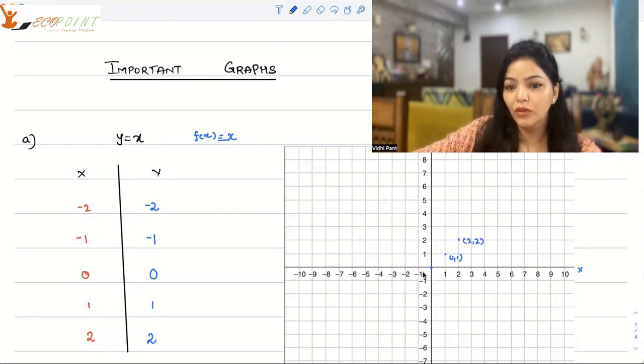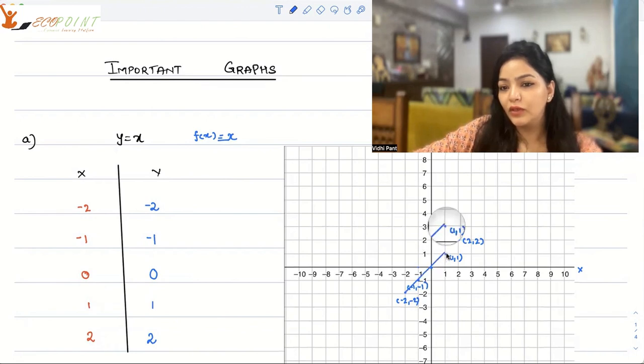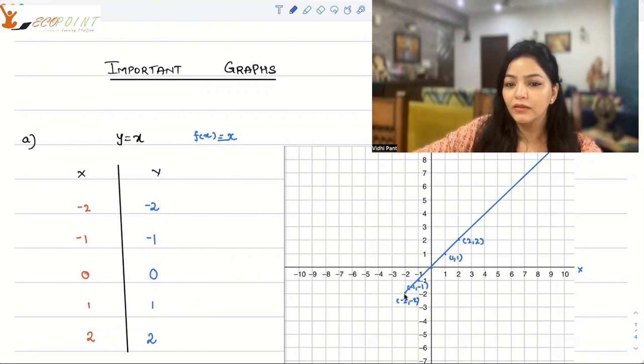(2, 2). Then x is -1 and y is -1 comes out here, (-1, -1). Similarly, x is -2 and y is -2 comes out here, (-2, -2). Now, if you join these points, that will give you the graph of this function. And you can extend it. Just extend it. There is no stoppage on what input you can take.